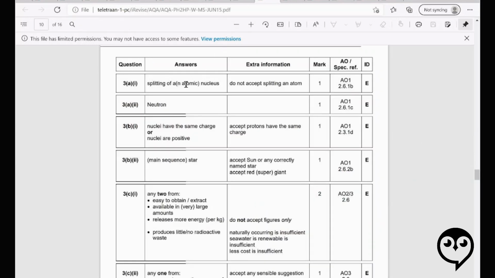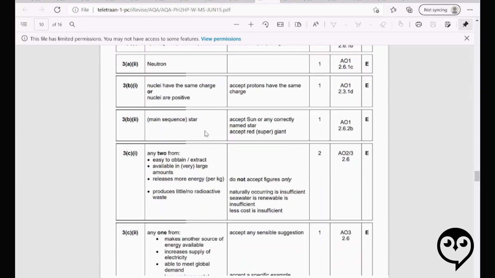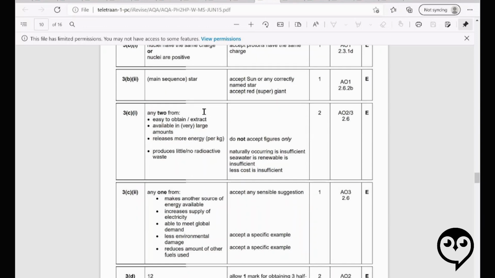Right, so yes, splitting of the nucleus, do not say atom, neutron, we had said. Nuclei have the same charge. Nuclei are positive, they're going to repulse, that's right. They say main sequence star, except sun, except any other star, but it is a main sequence star.